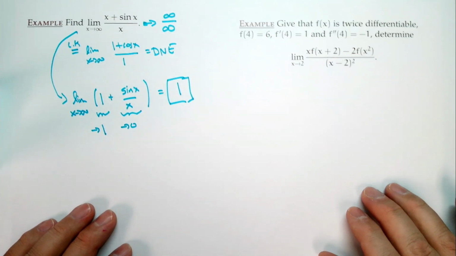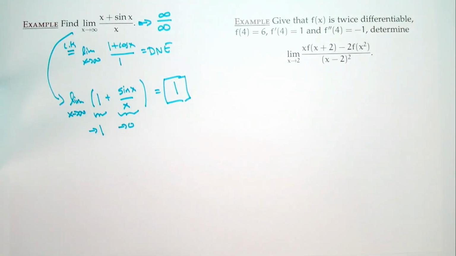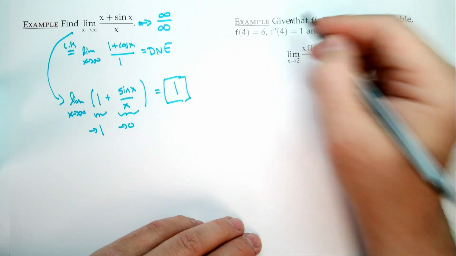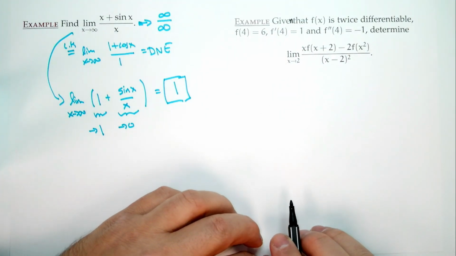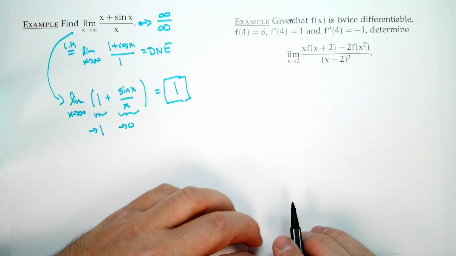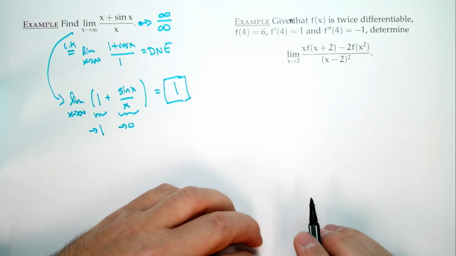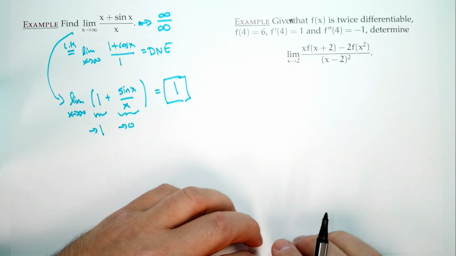All right, let's do another one. Probably we should say given that f of x is twice differentiable, f of 4 equals 6, f prime of 4 equals 1, and f double prime of 4 equals negative 1, then determine what this expression is.